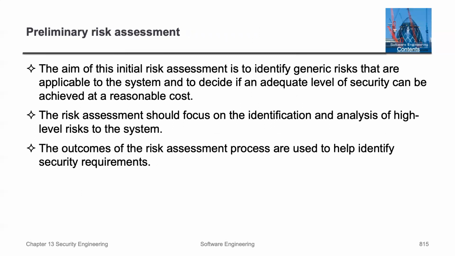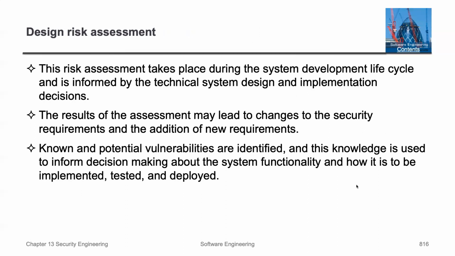For preliminary risk assessment, the aim of this initial risk assessment is to identify generic risks that are applicable to the system and decide if an adequate level of security can be achieved at a reasonable cost. The risk assessment should focus on the identification and analysis of high risk levels to the system. The outcomes of a risk assessment process are used to help identify security requirements.